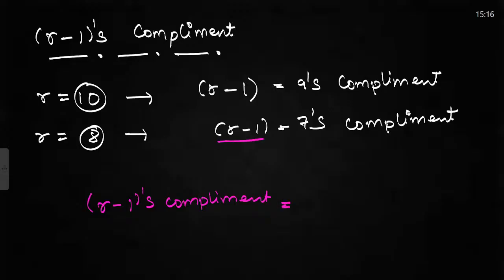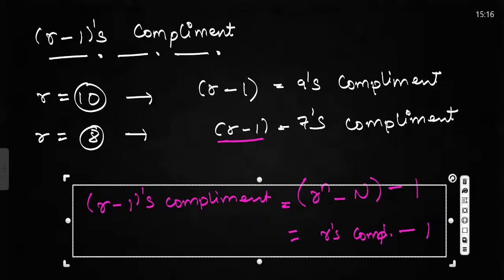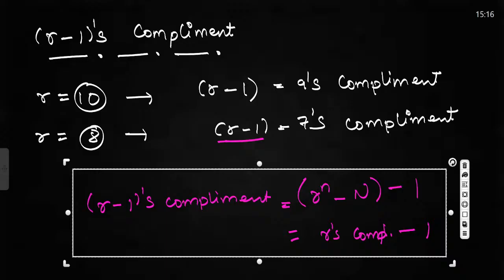So by this what can we write? The formula for r minus 1's complement. What is the formula for r? R power n minus N. So this is for r and I will subtract 1 from this one. Then I will get r minus 1 complement, or simply you can write r's complement minus 1. So this is the formula to find r minus 1 complement. Now let us try to understand this one.